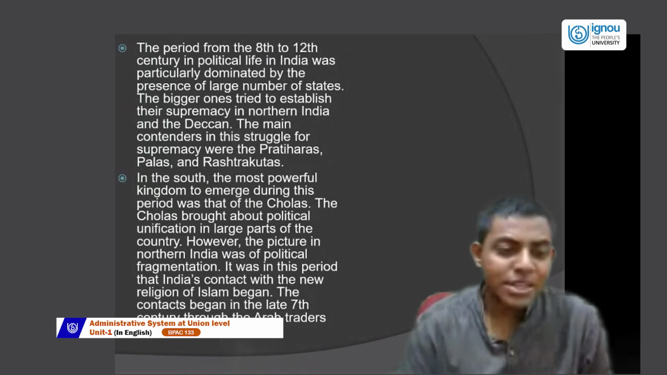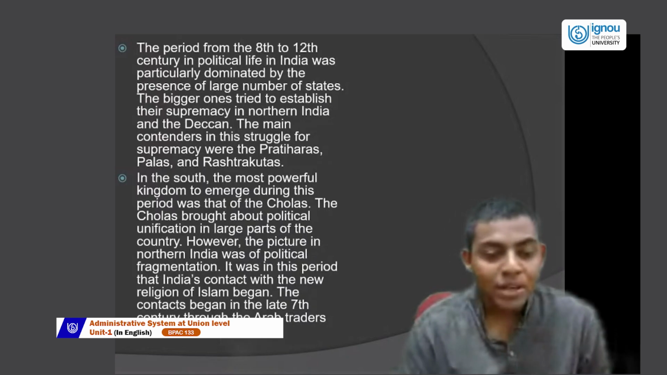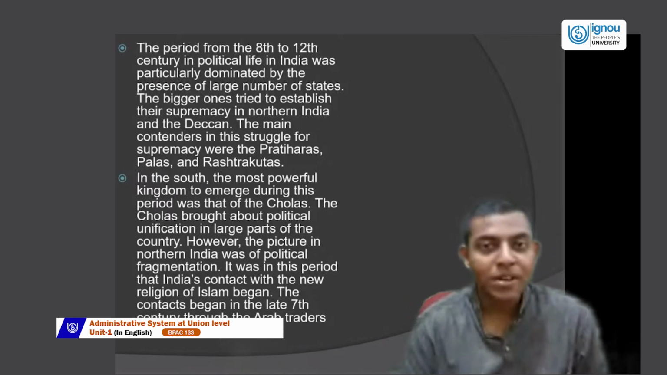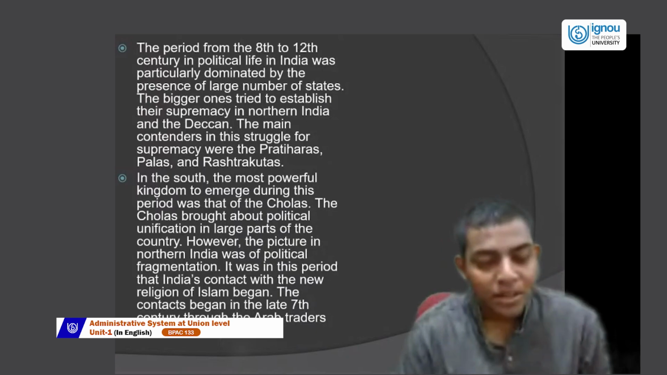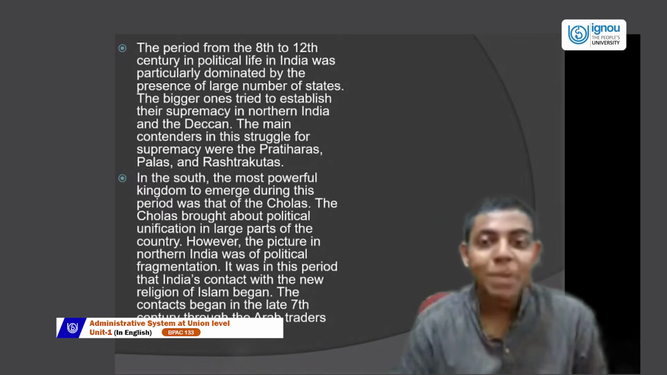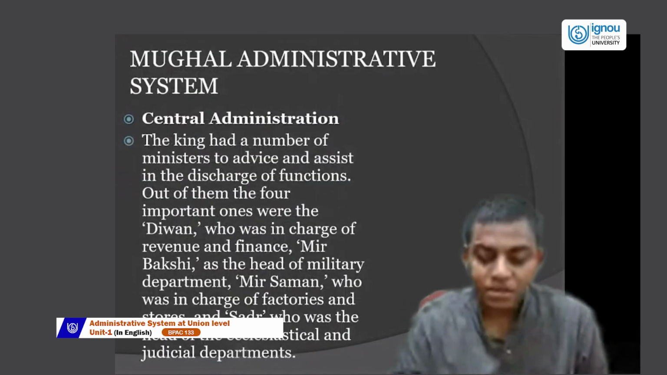In South India, the most powerful kingdom to emerge during this period was the Cholas. The Cholas brought about a political unification in large parts of the country. However, the picture in North India was one of political fragmentation. After the Guptas and after Harshvardhan, there was political fragmentation in North India. And it was in this period that India's contact with the new religion of Islam began. The contacts began in the 7th century through Arab traders.